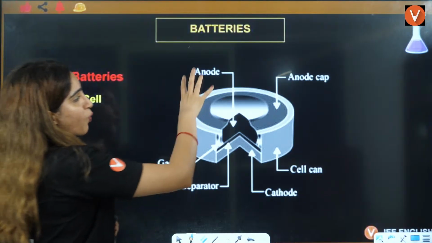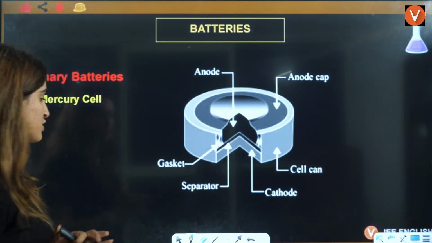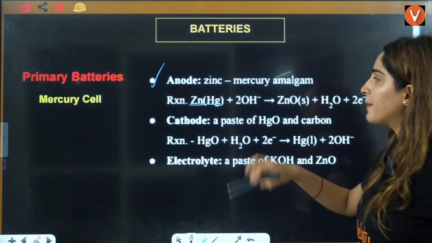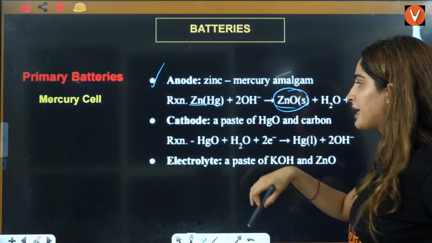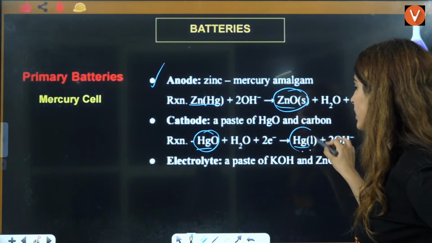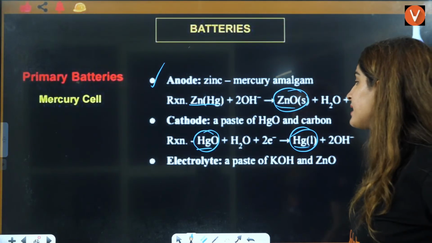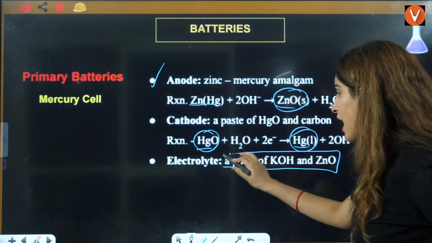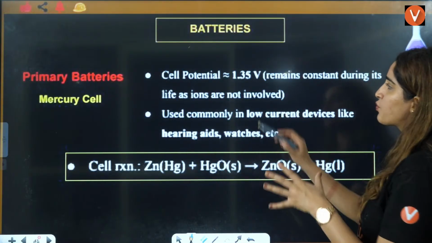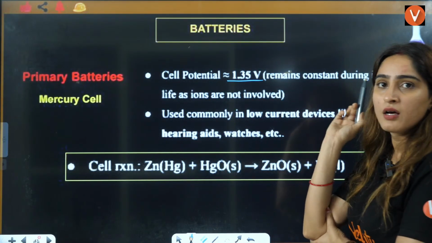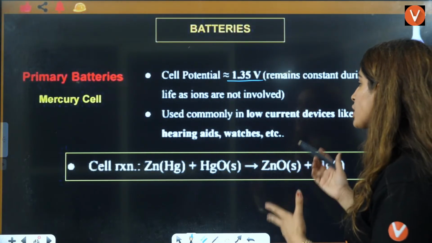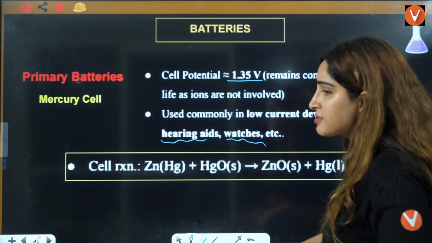In mercury cell, what is the anode, what is the cathode, let's discuss that. In mercury cell, anode is zinc amalgam, that is getting converted to ZnO. At cathode, you have mercury oxide that is getting converted to mercury, right? Electrolyte is a paste of KOH and ZnO. And here the voltage is 1.35, which remains the same as long as ions are not involved. So it is used in hearing aids, watches, right?